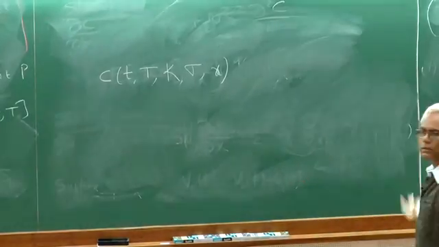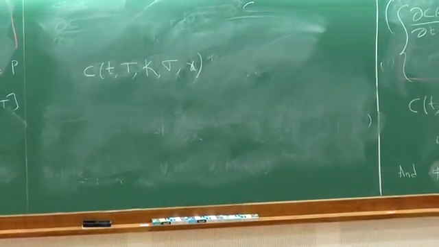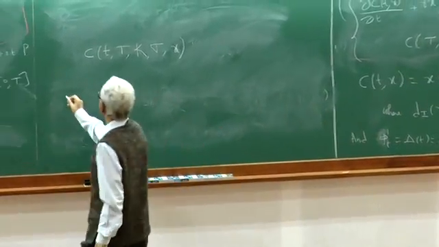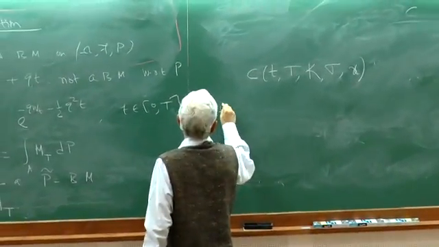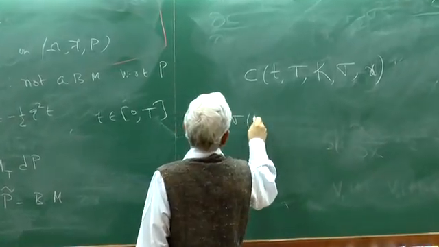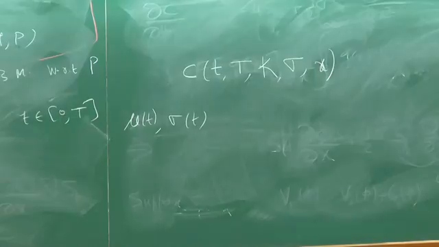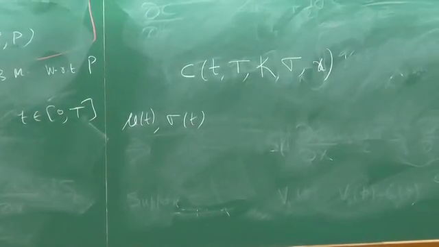So these are the 1, 2, 3, 4, 5. That's all, right? Now suppose mu is a function of time and sigma is a function of time. Mu anyway doesn't matter. Mu is not coming, so you don't have to worry about mu, right? So you have to worry about sigma.